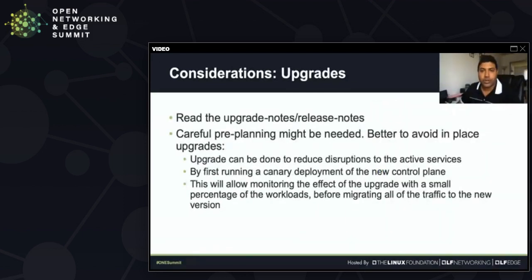Another popular operational consideration that you take care of is upgrades, right? You're putting an abstraction on top of it, so better plan it ahead. You have to read your upgrade notes, according to your particular release notes, and so on. The general rule of thumb is to avoid in-place upgrades. There are certain settings on some of the service meshes that let you reduce the disruptions to the active services by using canary deployment. For example, you can spawn the version 2 control plane somewhere else, and gradually move the services to that new control plane while keeping the existing control plane intact. So be aware of all these upgrade mechanisms when you're doing service mesh upgrades, and plan ahead.